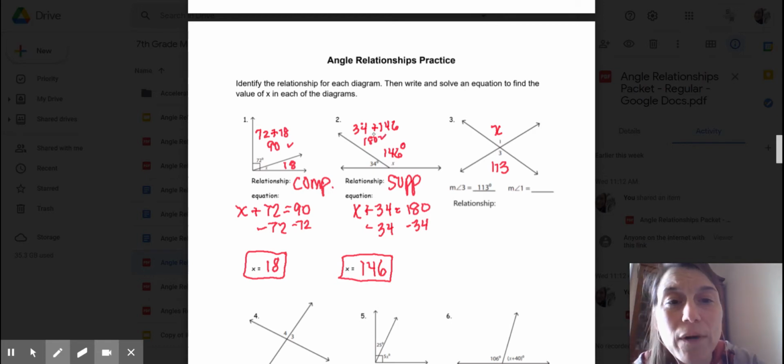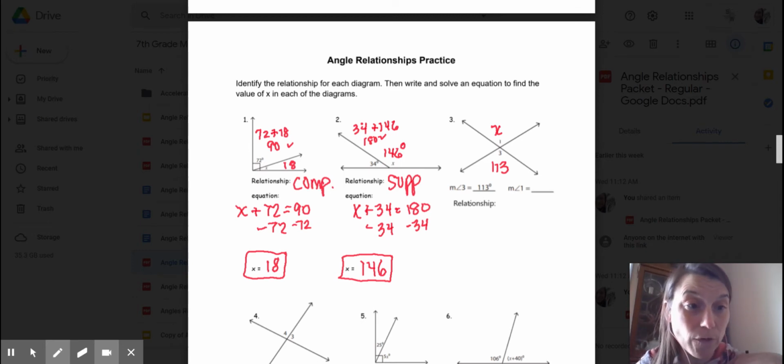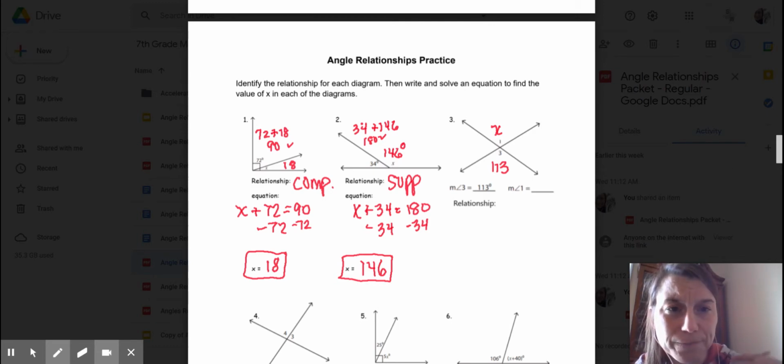Yay. Now when I come over to number 3, they told me that angle 3 is 113 degrees, so I wrote 113 degrees in that angle. That's how I used the diagram to help me. Then it did not give me a value for angle 1, and it didn't give me a variable, so I chose x to represent the unknown measurement in that angle.